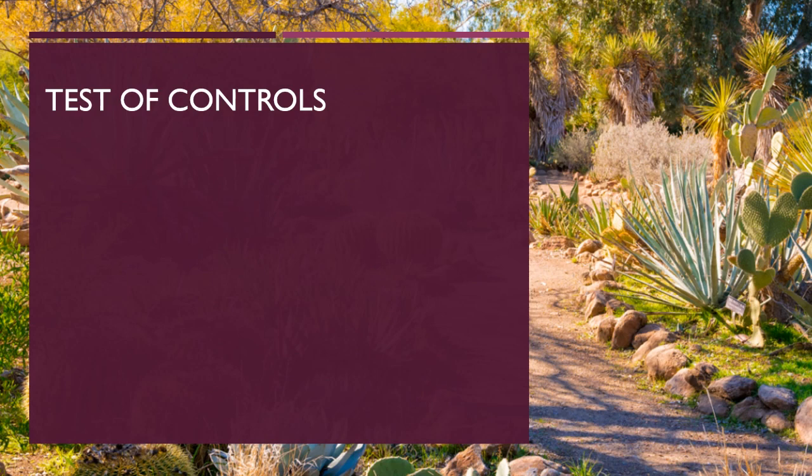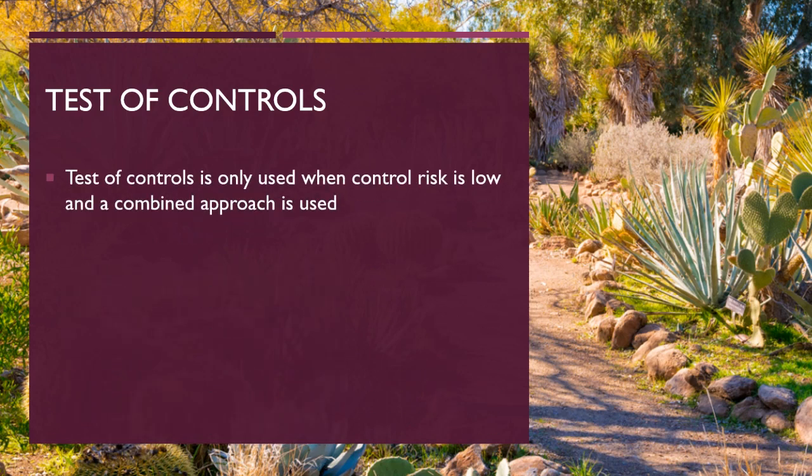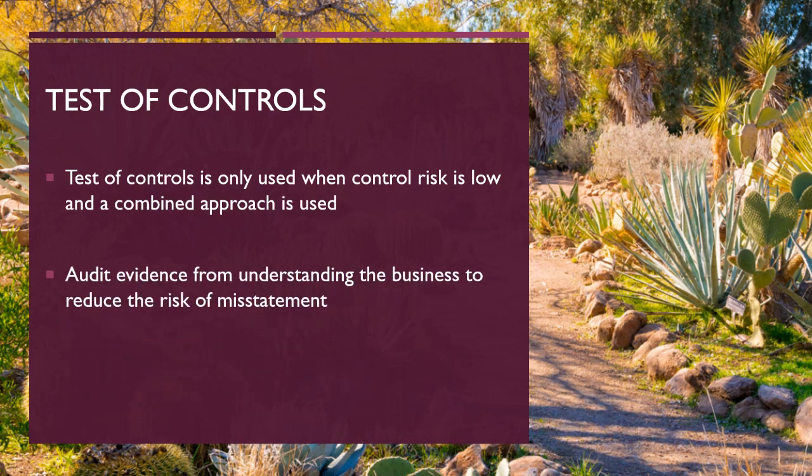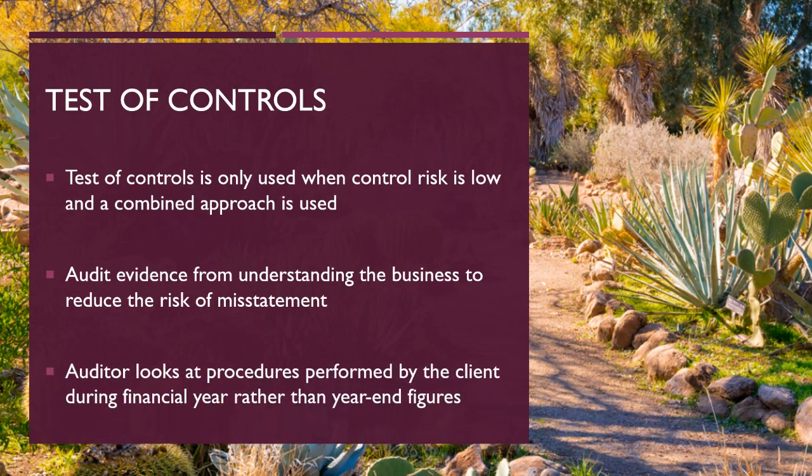Test of controls. Test of controls is only used when control risk is low and a combined approach is used. Audit evidence from understanding the business is used to reduce the risk of misstatement. The auditor looks at procedures performed by the client during the financial year rather than year-end figures.